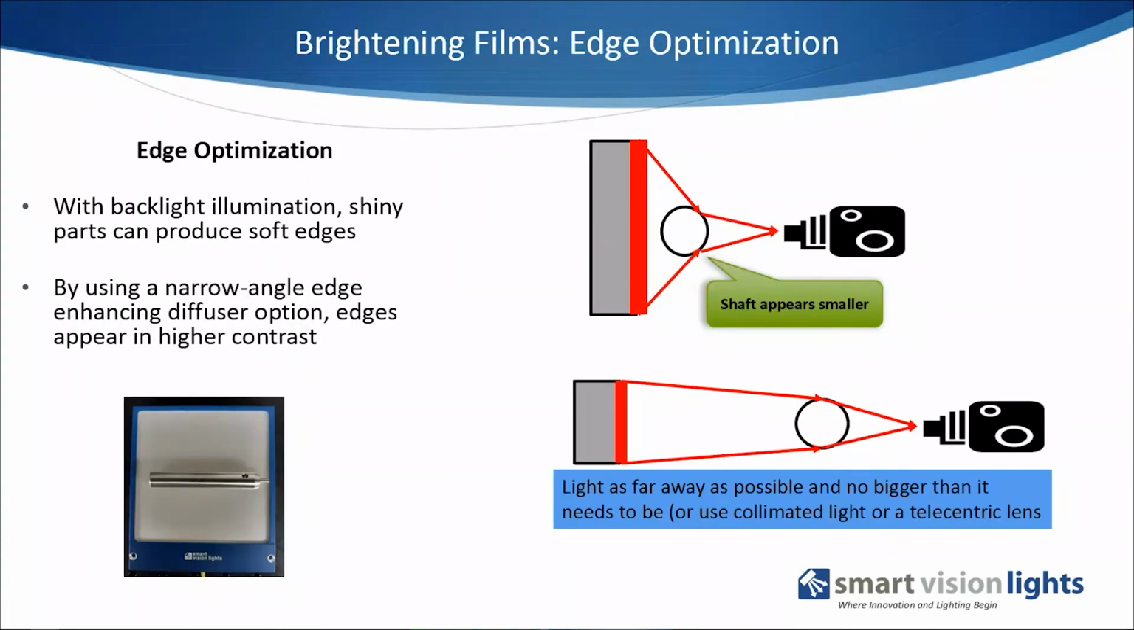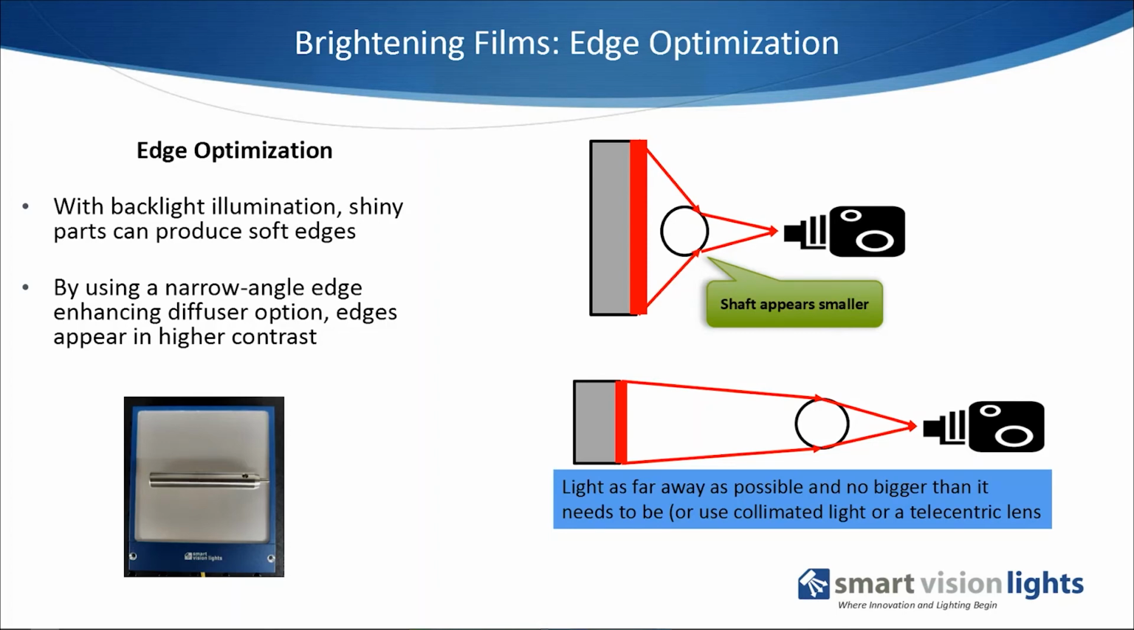The last thing we're going to talk about today is brightening films and why they're important on backlights for edge optimization. So what you can see in this example is that we have a small cylinder on an upcoming product from Smart Vision Lights, a mini backlight here. And the shaft appears smaller if you just image it in this example by the diagram on the top right there. There are two effects actually that are going on here.